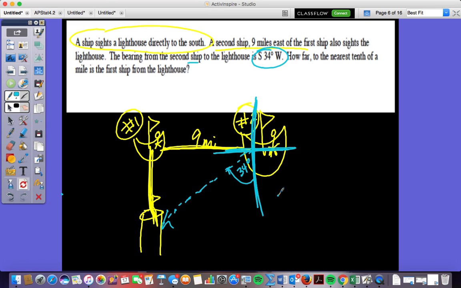Okay, good. It says, how far to the nearest tenth of a mile is the first ship from the lighthouse? So we're trying to find the first one to the lighthouse. That's X. We're trying to solve for that. I highlight, underline that to let myself know that's what I'm looking for. Now, I went through a lot of that without a whole lot of collaboration. But now that I've looked at this, what do I know about this and maybe have an idea of how I could solve for what X would be equal to here? What could I do? David.